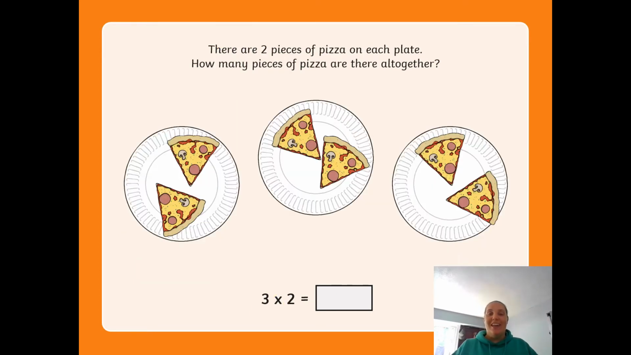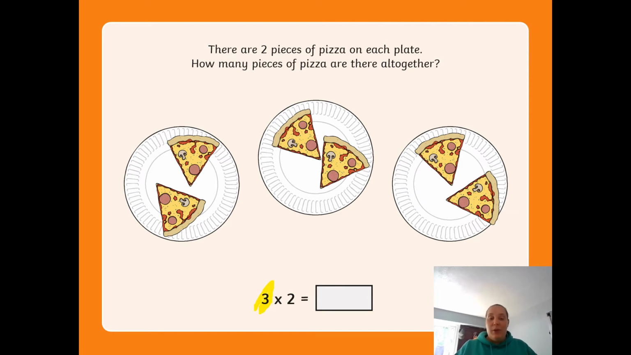Well done, everyone. So this time, Mrs. Wood's favourite, as you will probably all know, there are 2 pieces of pizza on each plate. So how many plates have we got? First of all, let's count them together. We've got this one, which is 1, 2, 3. And that is where the number 3 comes in my calculation.